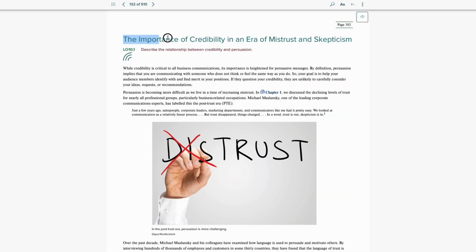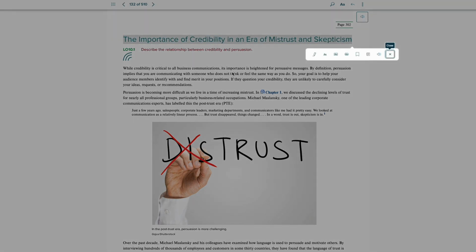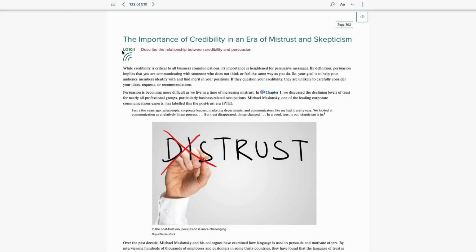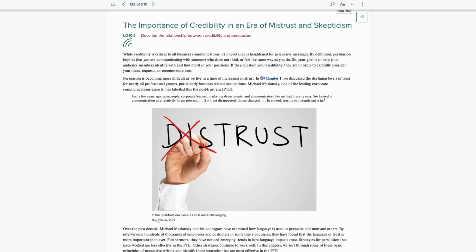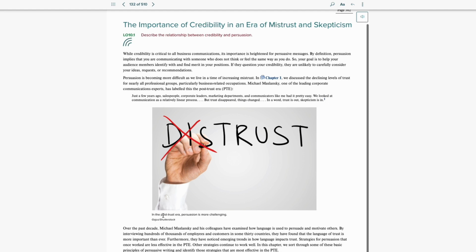So starting with the importance of credibility in an era of mistrust and skepticism. And you can see in this specific textbook, it relates the heading back to one of the learning objectives. And so we're now going to keep going through and look at the various headings and key terms that are going to be called out. Pay special attention to things like graphics and the captions to graphics, because normally these are going to be highlighting key points. So in the post-trust era, persuasion is more challenging. That's a general point that the textbook is trying to make.